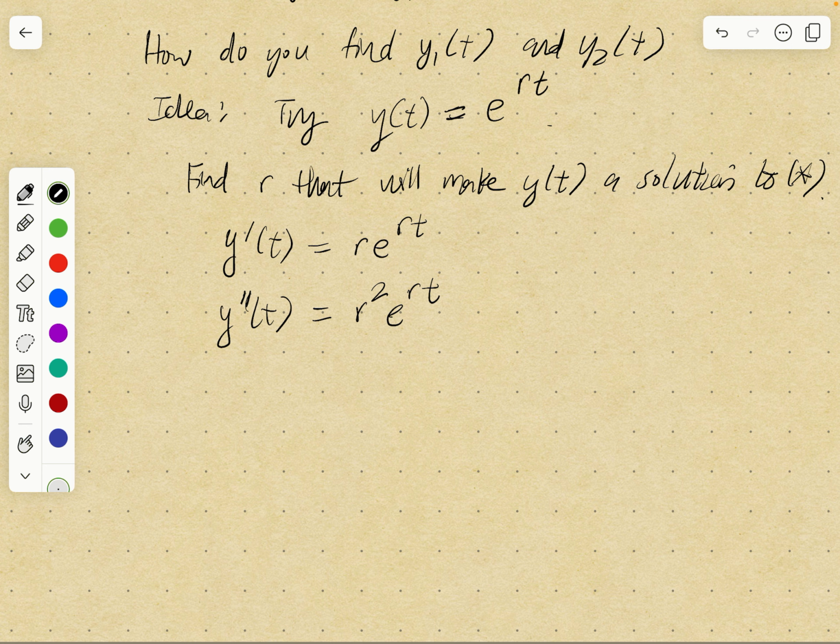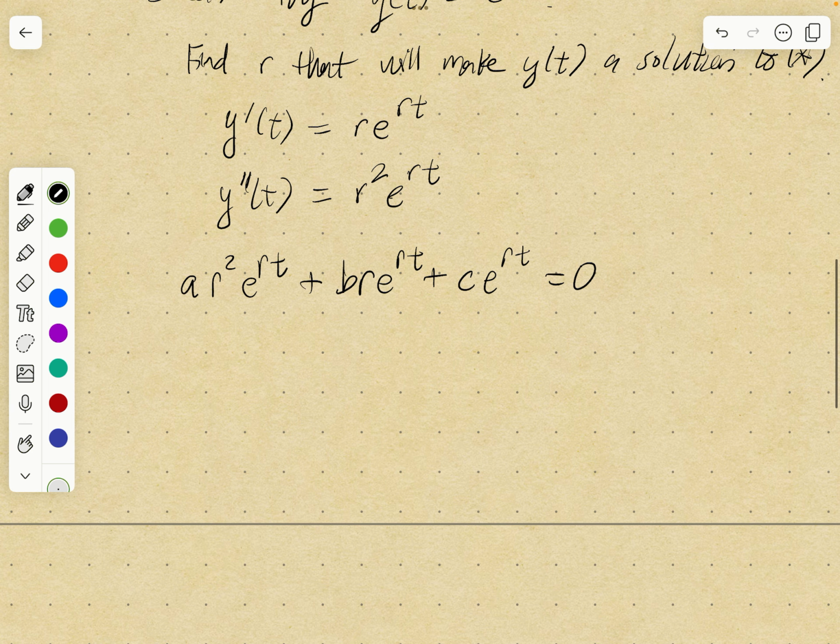And so therefore, when you plug it in, you're going to get a times y double prime, that's a times r squared e to the rt, plus b times y prime, so that's b times r e to the rt, plus c times y, which is c times e to the rt, is 0. And now you see what's nice about this is you can factor out the e to the rt, and then you get ar squared plus br plus c is 0.